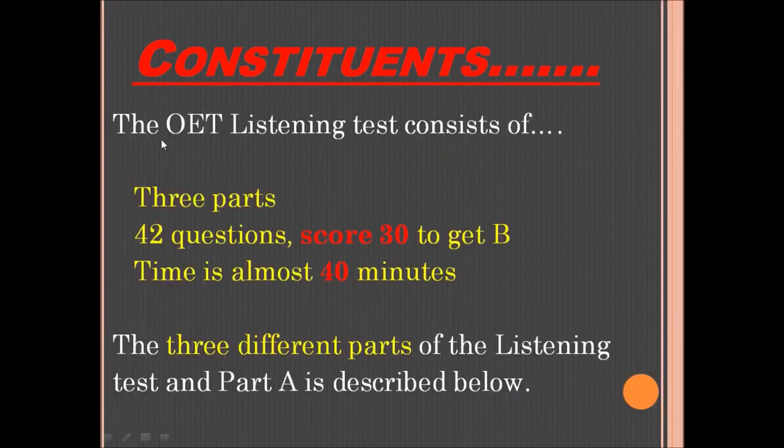As you already know, the OET listening test consists of three parts: Part A, Part B and Part C. There are 42 questions overall and you have to score 30 to get a B grade in your OET listening exam. Time is almost 40 minutes, but don't worry about the time. We will discuss only OET Listening Part A in this video.